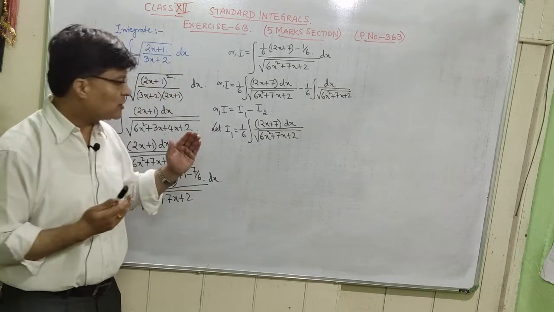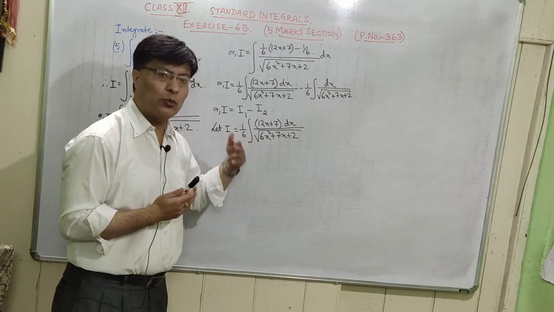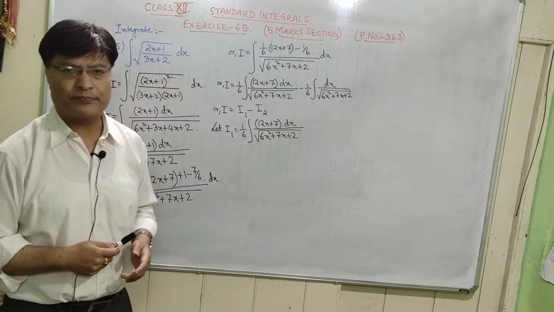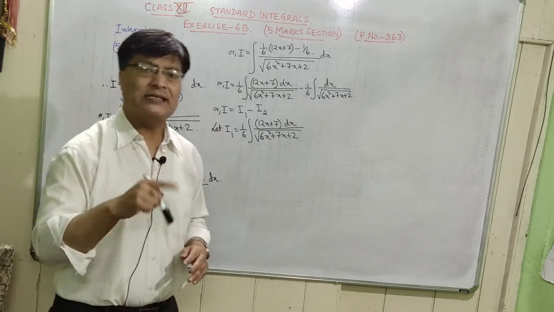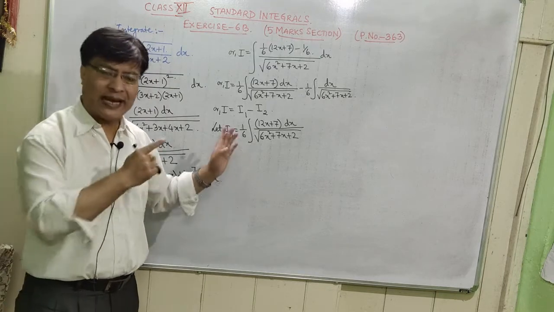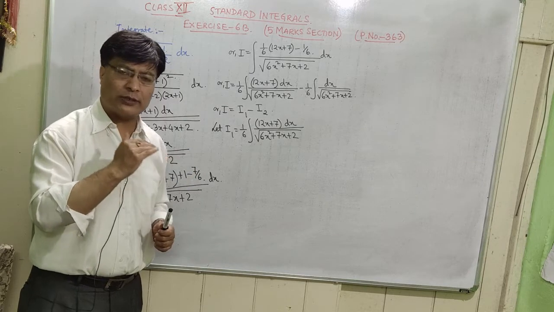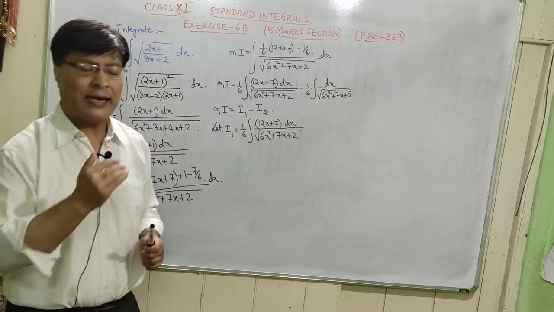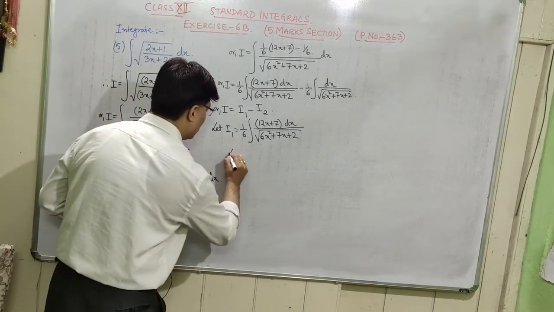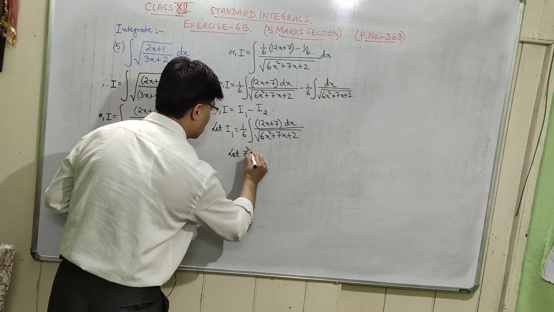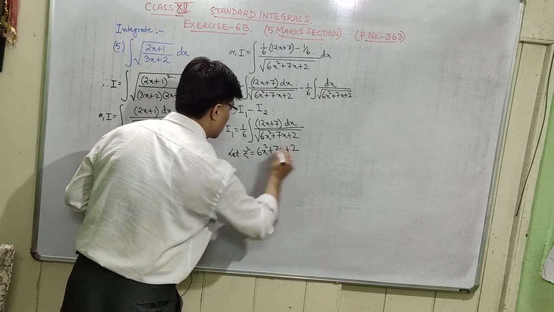If you differentiate this expression within the square root, you will get 12x plus 7, which is exactly in the numerator. Okay. So we can assume this 6x square plus 7x plus 2 as z square, because it is under the square root and it is in the denominator. I already told you about this method. Whenever the expression is under the square root and in the denominator, you have to assume it as z square. So let z square is equal to 6x square plus 7x plus 2.